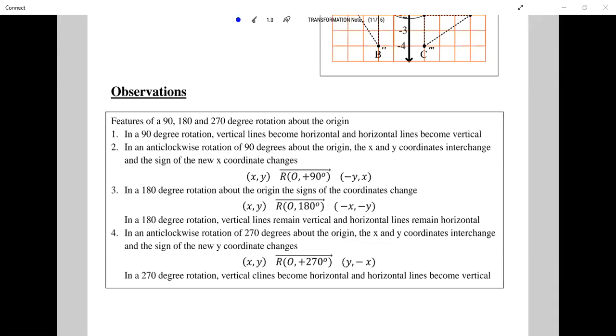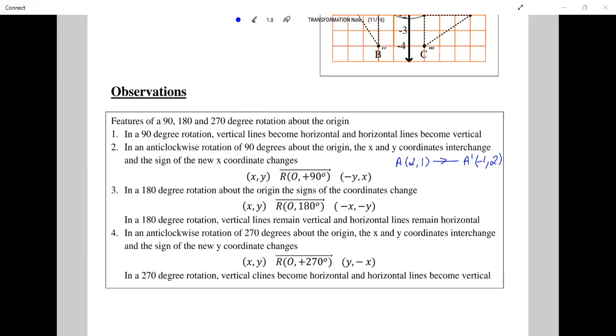Now, in an anti-clockwise rotation of 90 degrees about the origin, the x and y coordinates interchange and the sign of the new x coordinate changes. We showed that already. For example, the point A, which was (2, 1), became A prime, which is (-1, 2). The coordinates interchange and the sign of the new x coordinate changes.